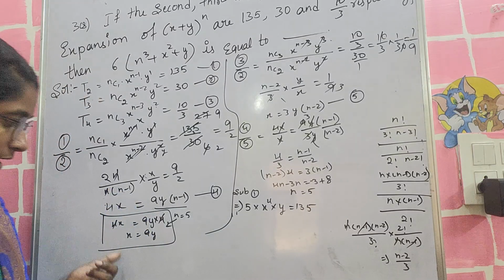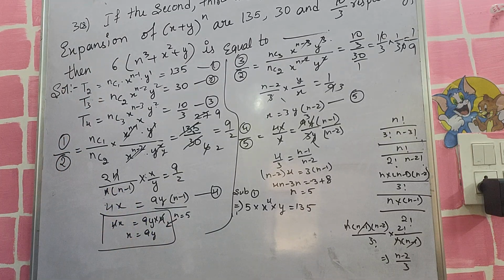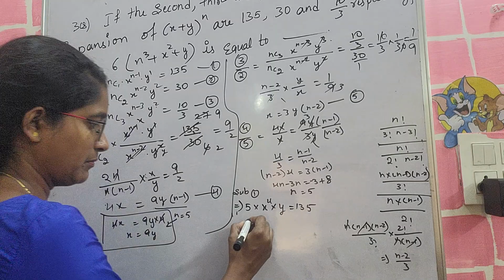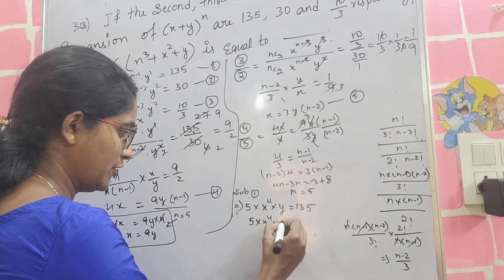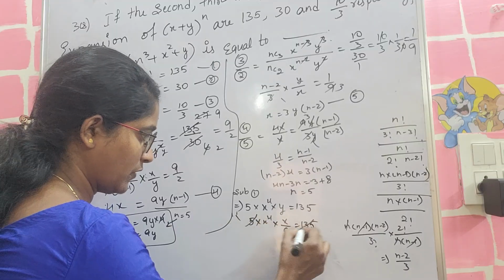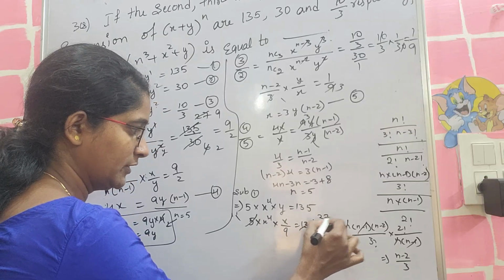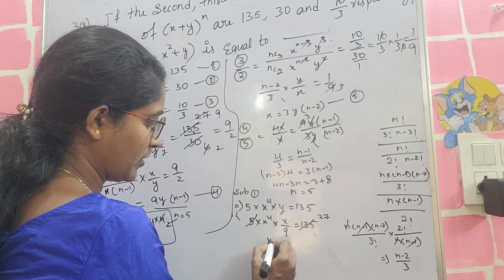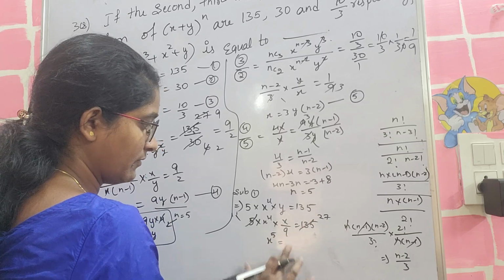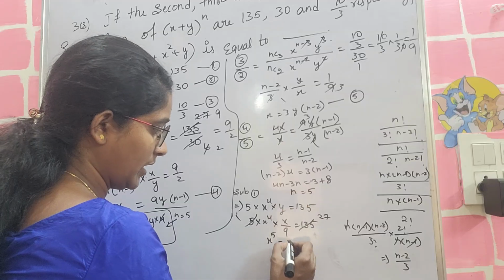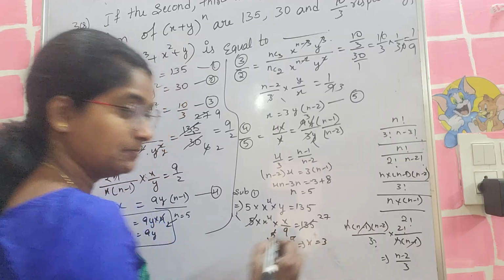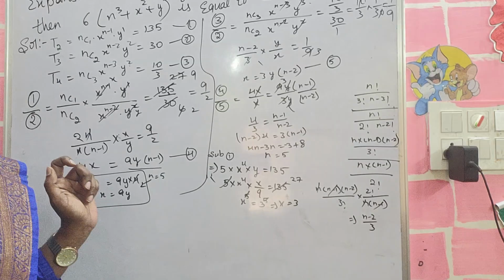So in place of y, I'll keep x by 9. 5 into x power of 4 into x by 9 is equal to 135. So 5 ones are 5, 27 times 5 is 135. Then x power of 5 is equal to 270 by 27... I can write it as 3 power of 3, and this 2 also comes, 5 cancels, x is equal to 3, right? X is equal to 3.